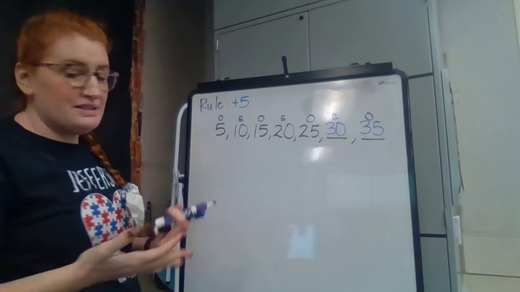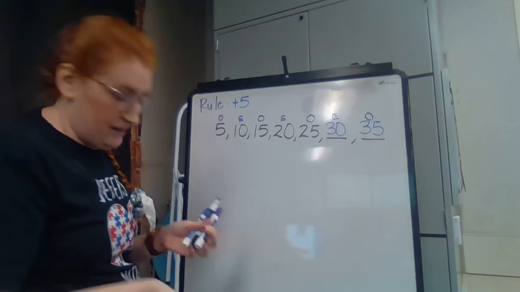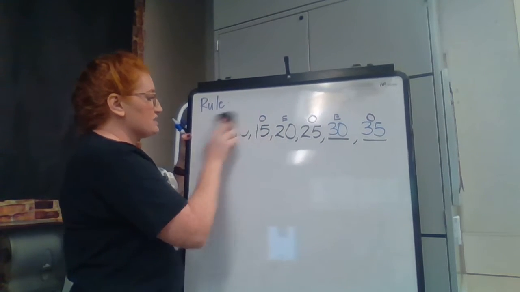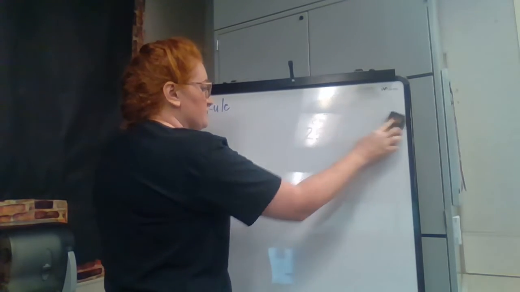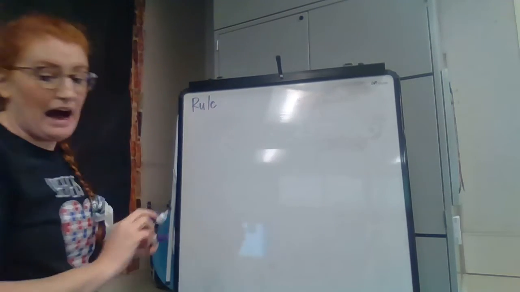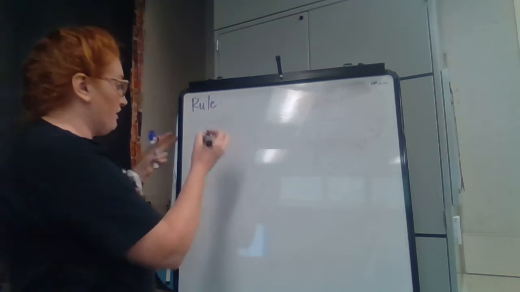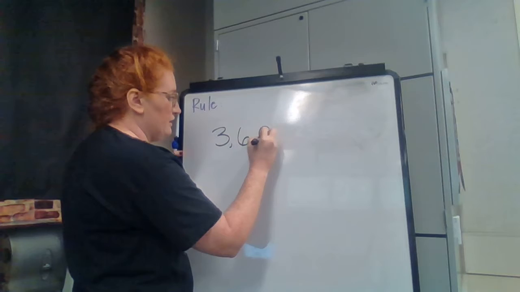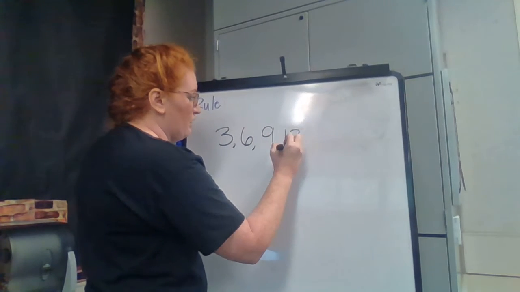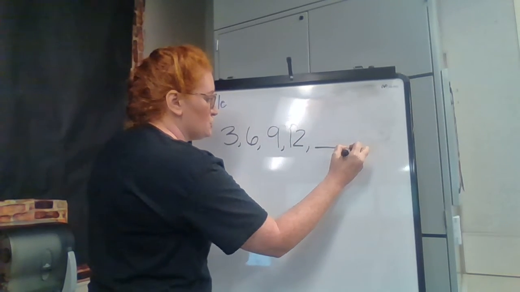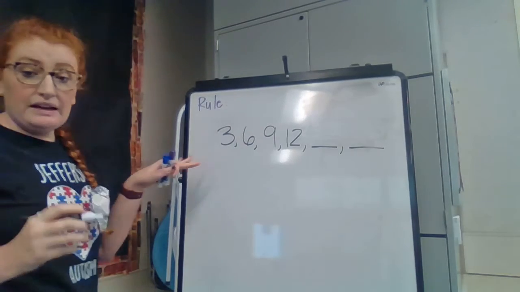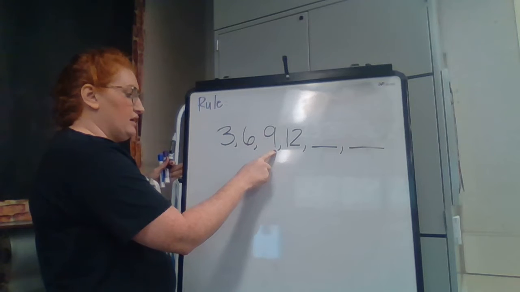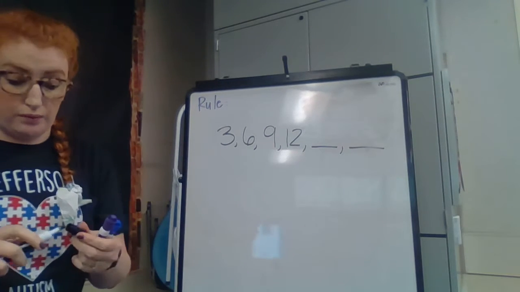Now, I want us to practice another one together, okay? I'm not going to tell you the rule this time. I'm going to put the numbers up there, and I want us to think to ourselves, how can we figure this out? So the numbers that are given are this: 3, 6, 9, 12, and I want the next 2. So if I'm looking at this, I want to think, how did I get from 3 to 6, from 6 to 9, from 9 to 12? What's my rule?